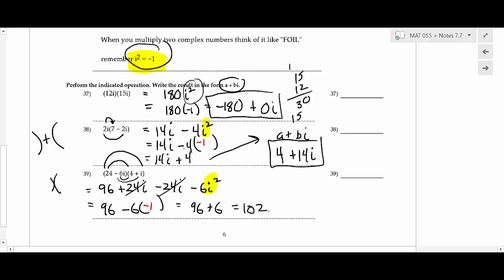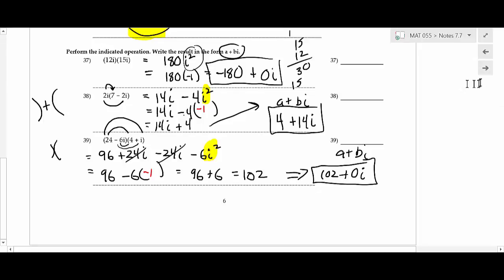But again, I want the answer to be in a plus bi form, so can you tell me what the best answer would be? 102 plus 0i. There's not an i there, right? So you want to learn to write it in this form. When you get to doing homework on this, they're going to be pretty insistent that you do that. Just to get it in that form as you're doing it. Okay, let's go to the next page here.